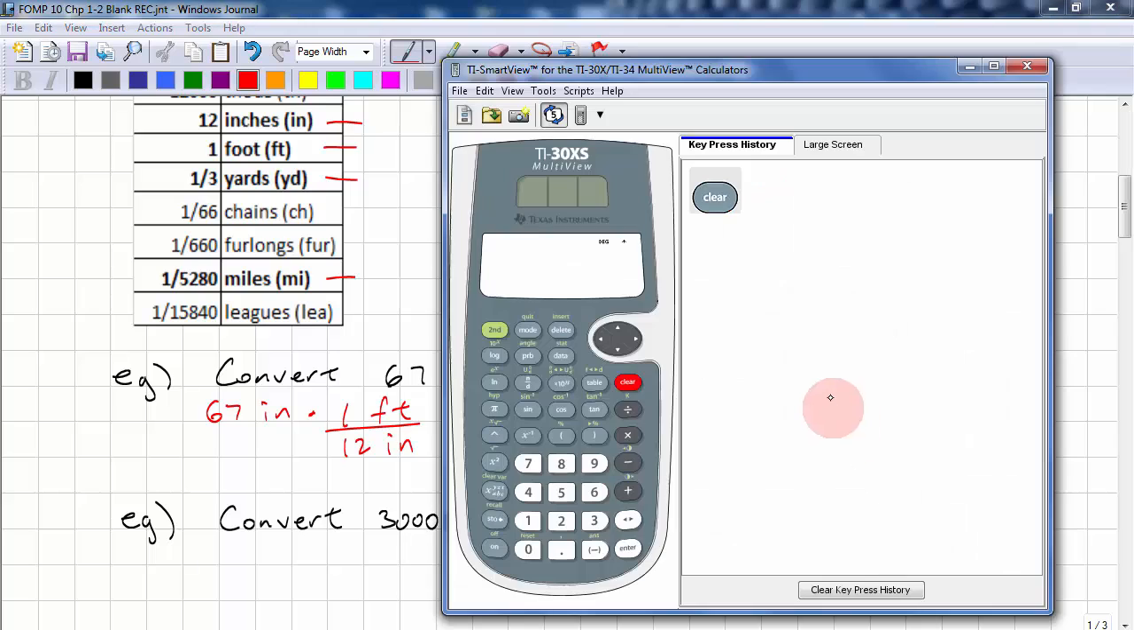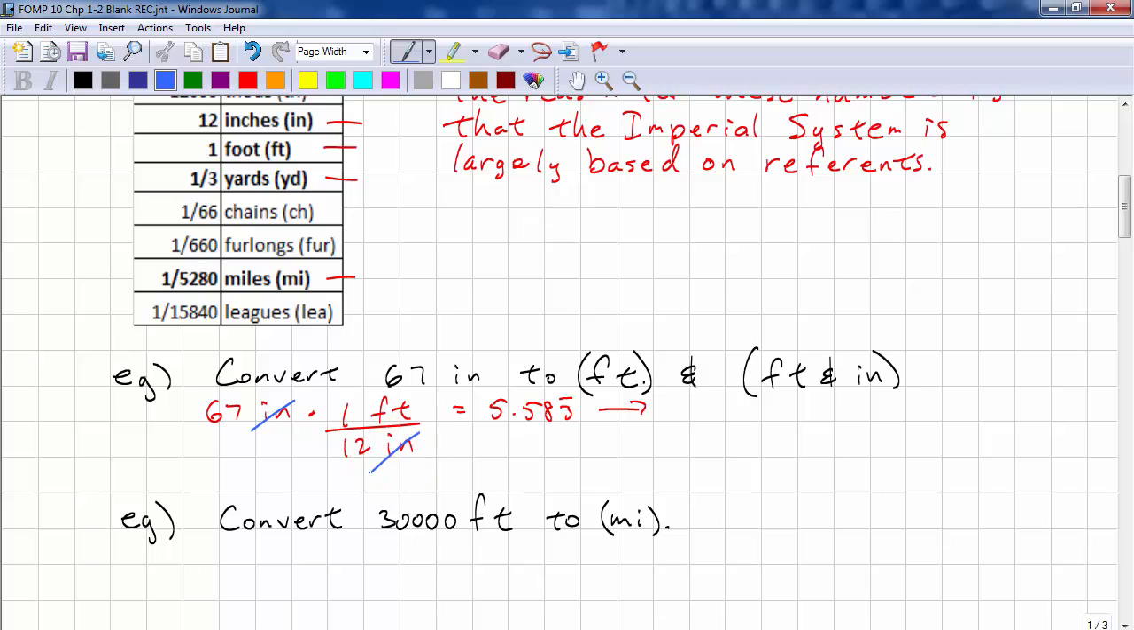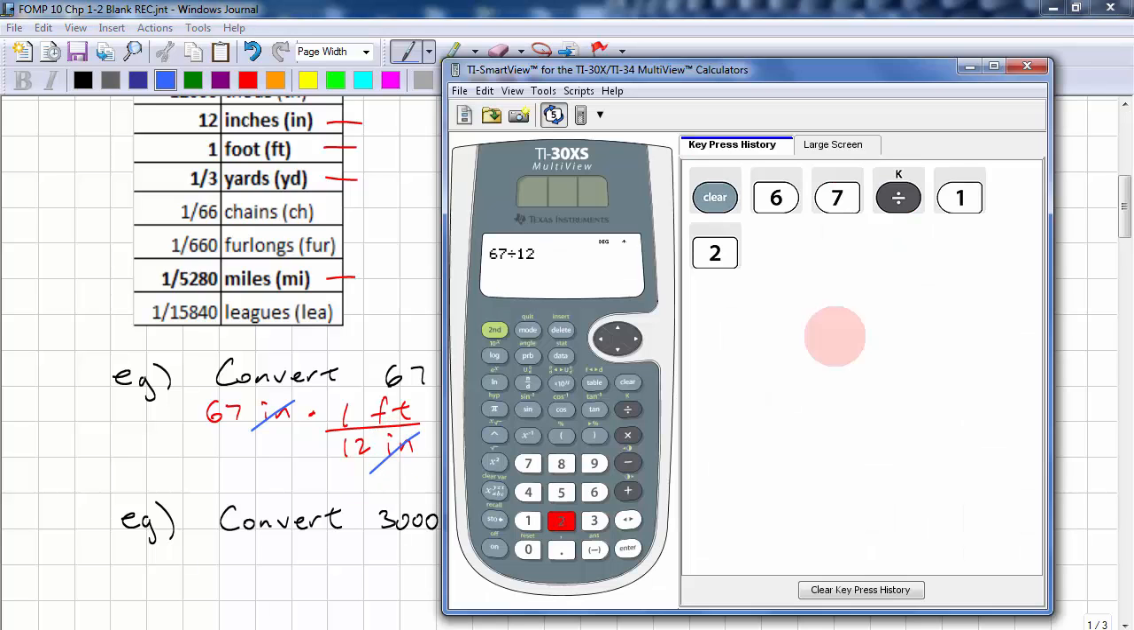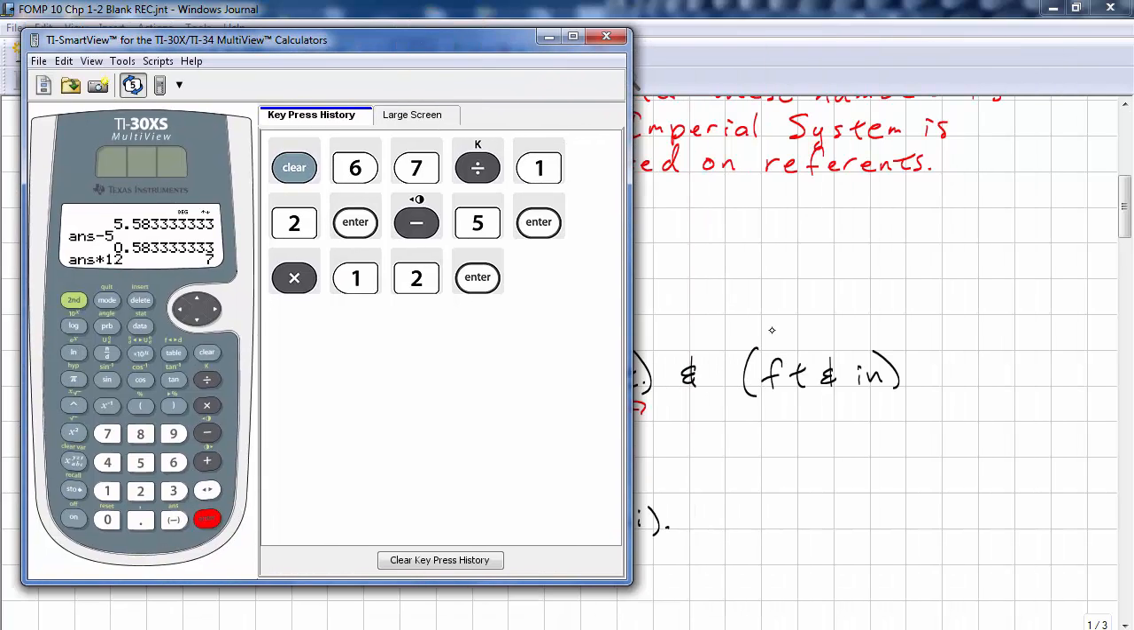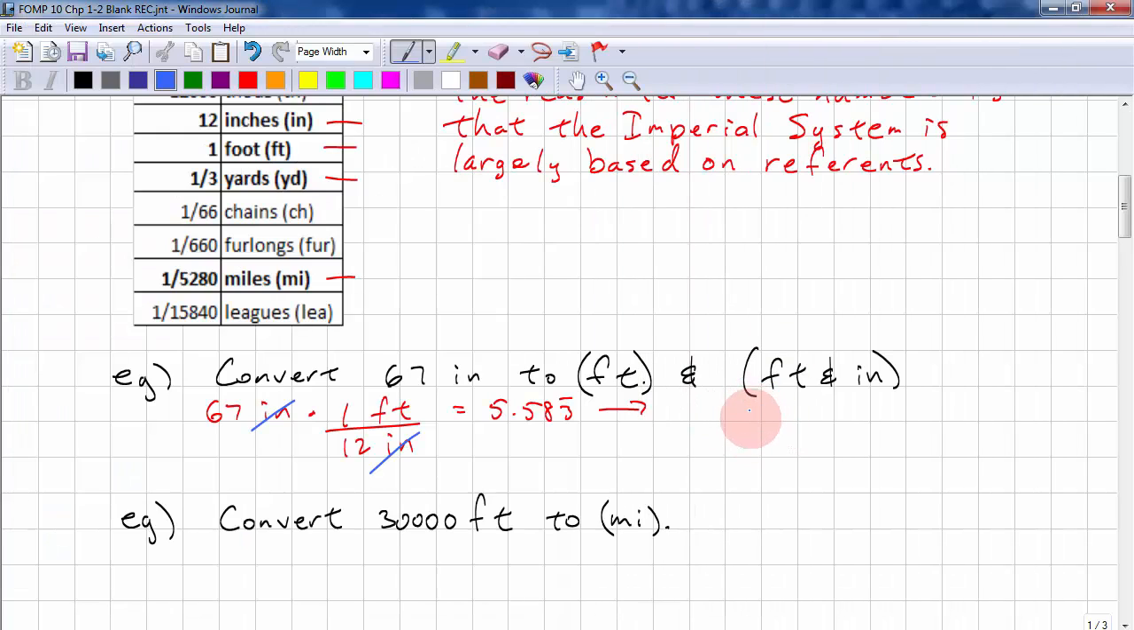And on the calculator, what we'd like to do is 67 divided by 12, because these cancel out, and we're left with feet. And that's equal to our 5.58. We want to subtract the 5 because those are our even units of feet. And now we multiply by the denominator times 12. This will give us the remainder, and that's 7 inches. So we have 5 feet, 7 inches.